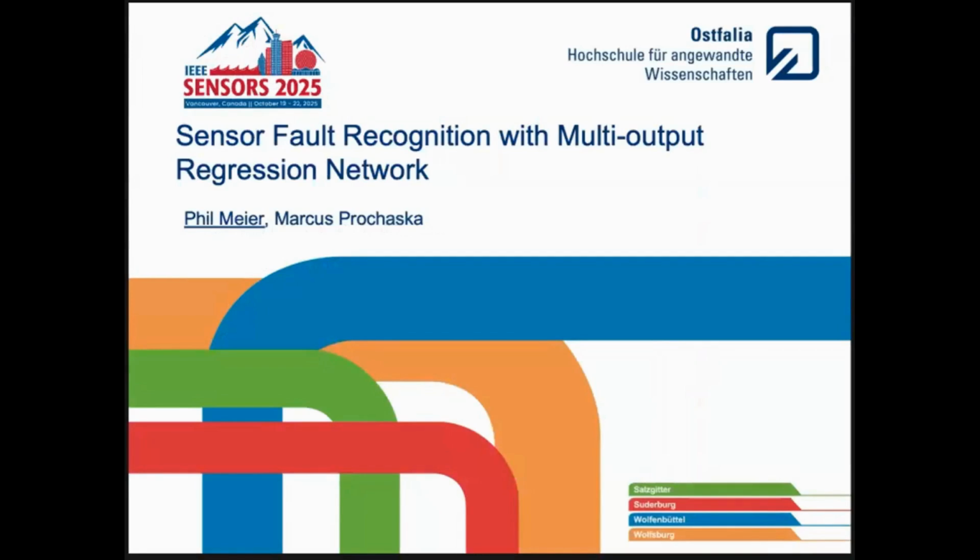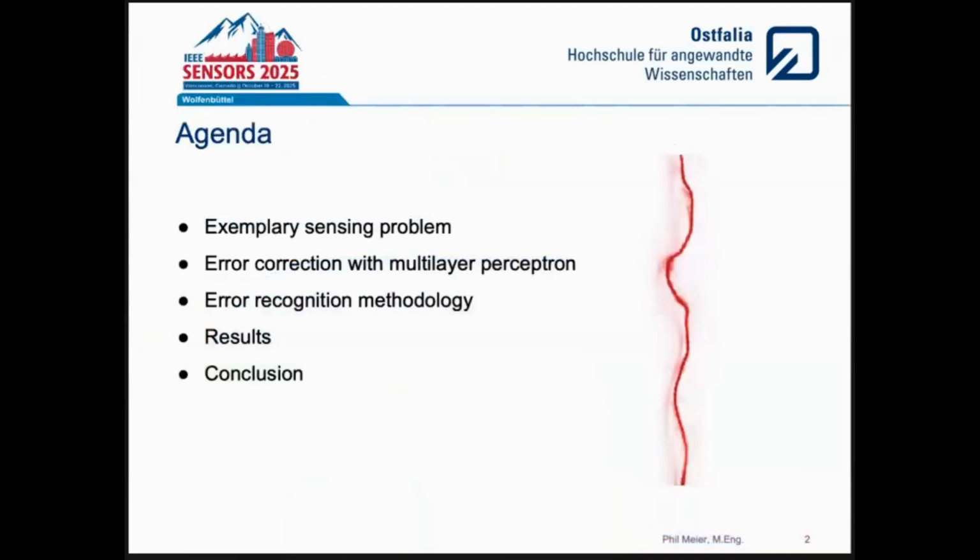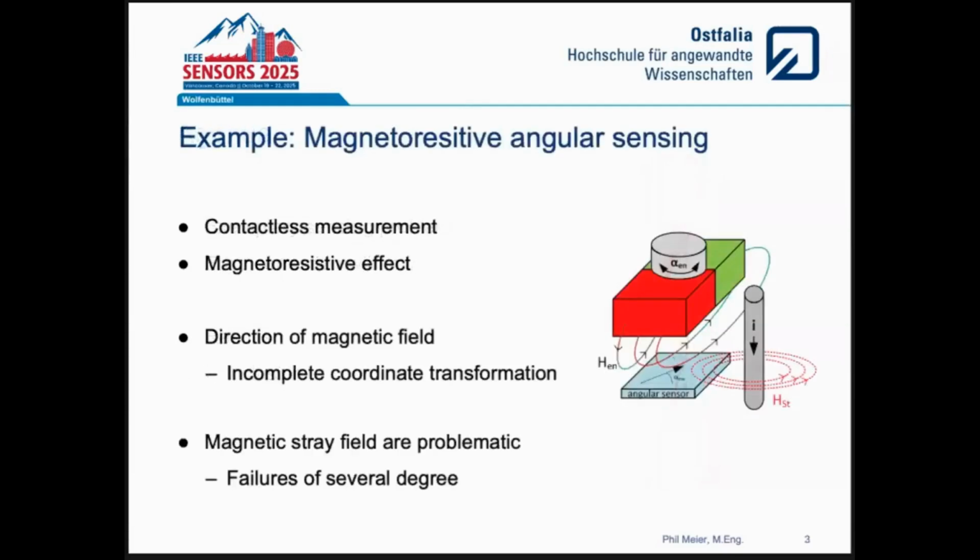Simple form definition, multi output regression. For a start, let me give you a quick agenda. I'll start with the description of our exemplary measurement setup and the sensing problem behind that, before I briefly describe the error correction with a multi-layer perceptron that we showed last year at Sensors. After that, I show the error recognition that's new this year and the whole methodology, before I close with some results and conclusion.